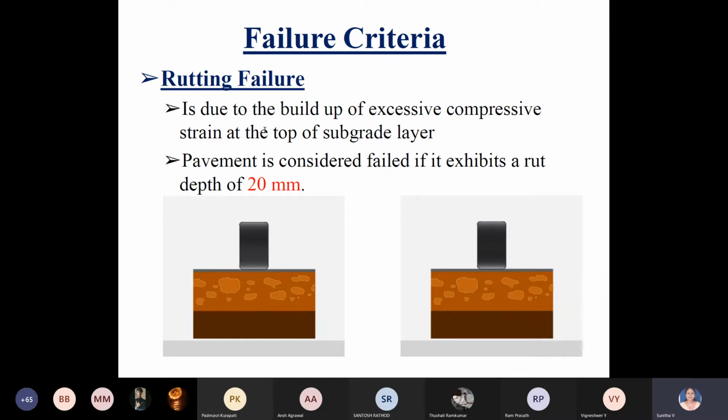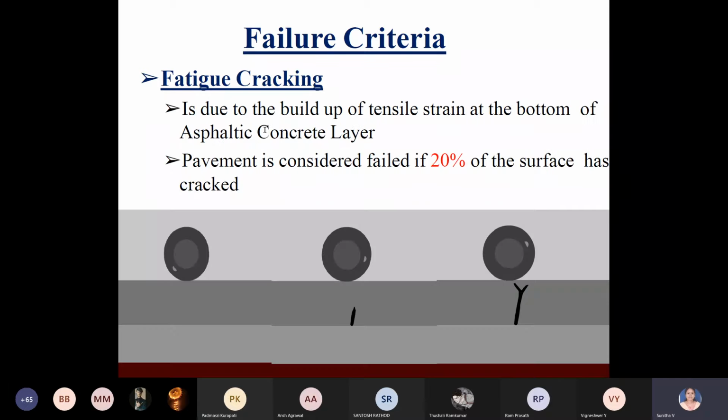As per IRC, the pavement is considered failed if it exhibits a rut depth of 20 mm. If the depth of the rut is more than 20 mm or 2 cm, then you can tell that the pavement has failed.